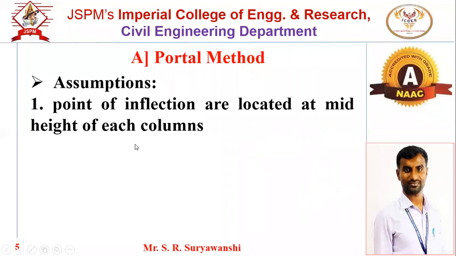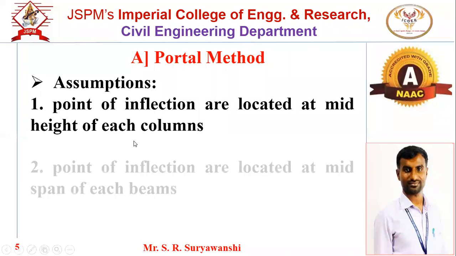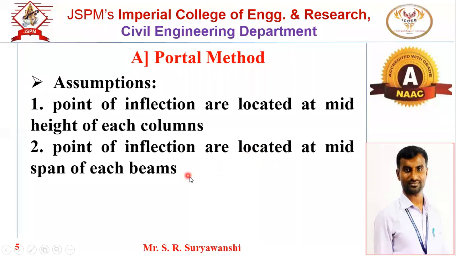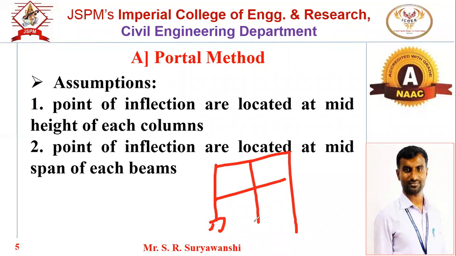Similarly, the second assumption will be the same, applicable for the beams. And what is that assumption? The point of inflection for a beam is located at mid span of each beam, same as that of the column. In case of a beam also, the point of inflection or point of contraflexure is located at its mid span, means at L by 2. So these are the locations where bending moment will be zero, the points of inflection. Do you understand? Mid height of each column, mid span of each beam.